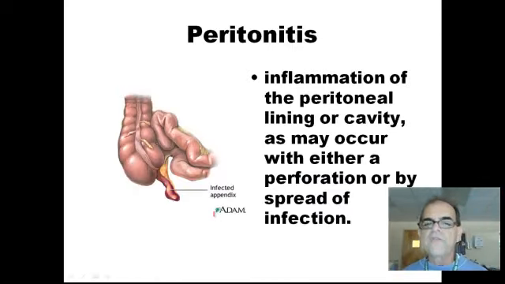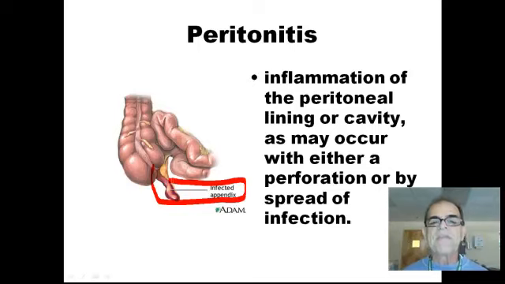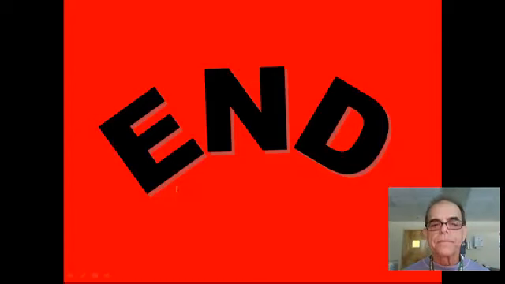Peritonitis is the infection of the peritoneal cavity, inflammation of the peritoneal lining or cavity, as may occur with either perforation or infection. A very common cause of peritonitis is appendicitis. Appendicitis, when the appendix blows out, can produce peritonitis. And the end, thank you very much.